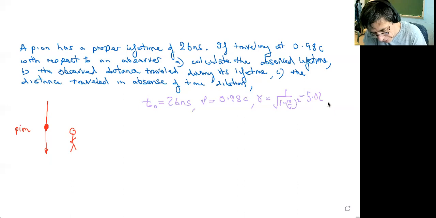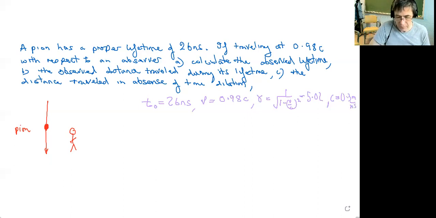And finally, I'm also going to write down the speed of light. Normally, I would write down 3 times 10 to the 8 meters per second. But what's more relevant here for this very short-lived pion is I'm going to write it in slightly different units. Its speed is 0.3 meters per nanosecond. So that's equivalent to 3 times 10 to the 8 meters per second, but it's just a more convenient unit here.